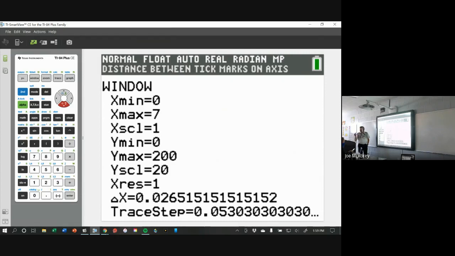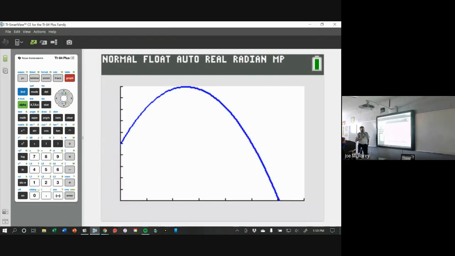My graph looks pretty good. Do you see it all? Does that look good? Yes. Okay, so it stops at 6. The question that we just did asked us when the ball was above 160.